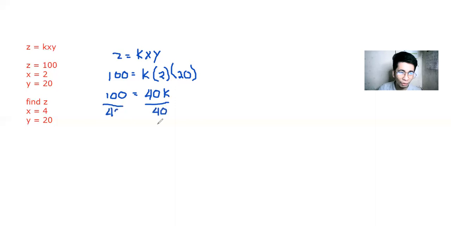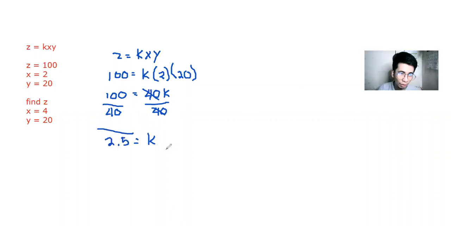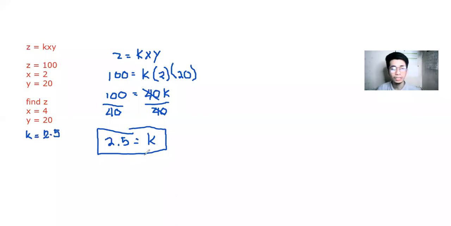So, what is 100 over 40? Cancel natin si 40 to 40 dito. Matitira na lang si k. What is 100 over 40? Sure, 2.5. Meron na tayong k equals 2.5. So, this 2.5 will be our k in this second equation. Diba? Para mahanap natin si value ng ating z.